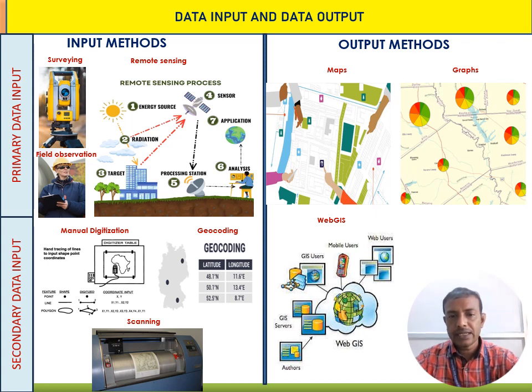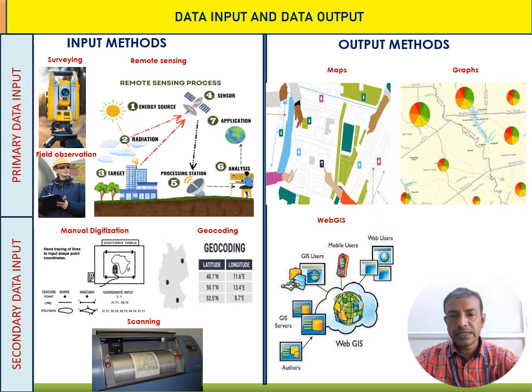And scanning is the other approach for conversion of paper into digital format. And geocoding, using the coordinates, we can transform any local system into ground systems. So these are the secondary data input.